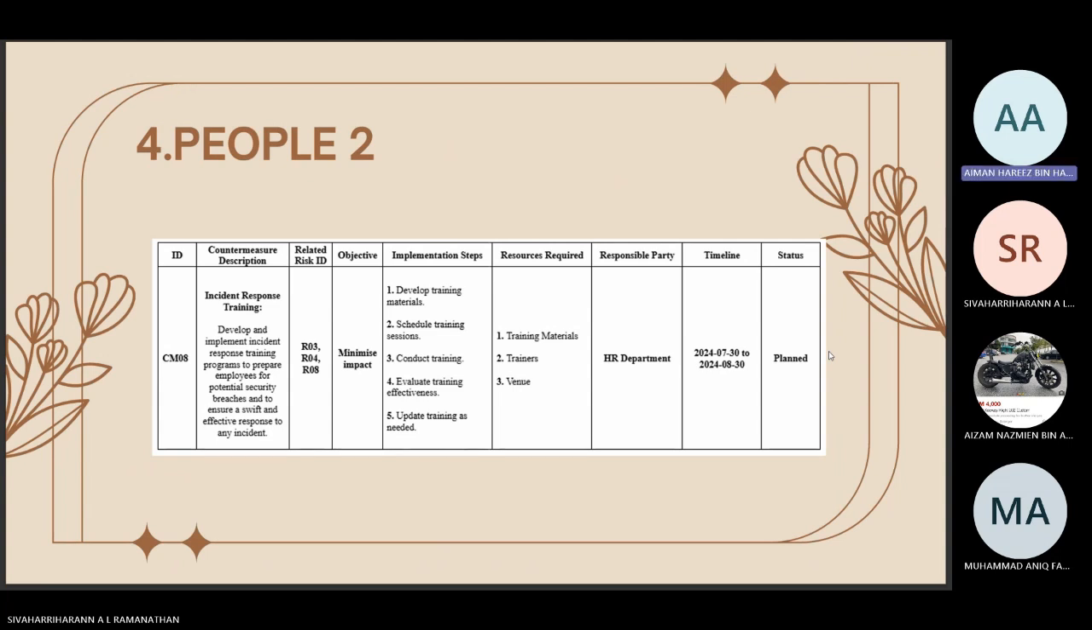CM08 involves developing and implementing incident response training programs to prepare employees for potential security breaches and ensure a swift and effective response to any incidents. This control addresses risks RO3, RO4, and RO8 with the objective of minimizing their impact. The implementation steps include developing training materials, scheduling training sessions, conducting the training, evaluating training effectiveness, and updating training as needed. That is all from us.